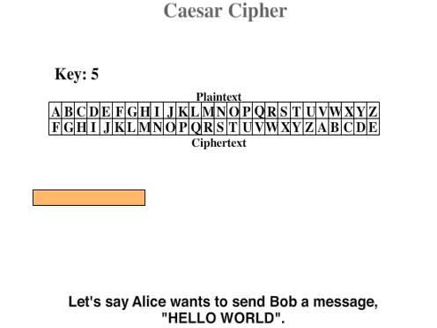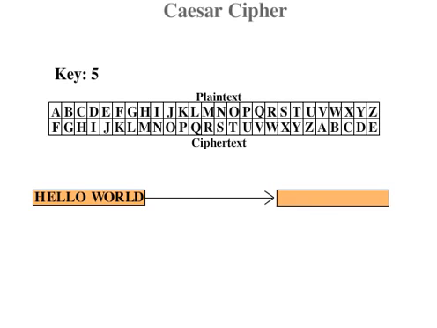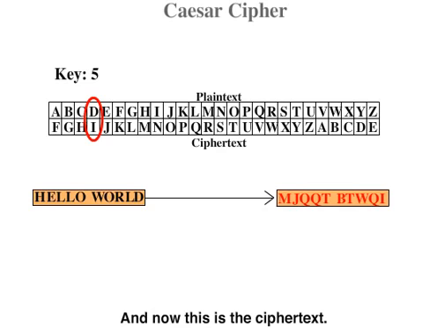Let's say Alice wants to send Bob a message: Hello world. Alice enciphers this message by matching the plain text letters in the table to ciphertext letters. So H becomes M, E becomes J, L becomes Q, L becomes Q again, O becomes T, W becomes B, O becomes T again, R becomes W, L becomes Q, D becomes I. And now this is the ciphertext.